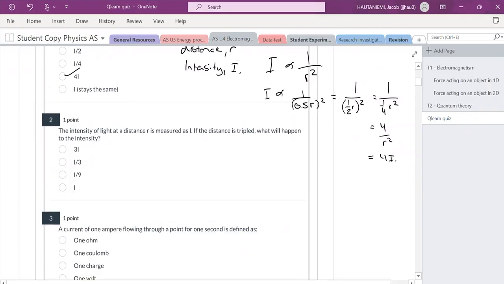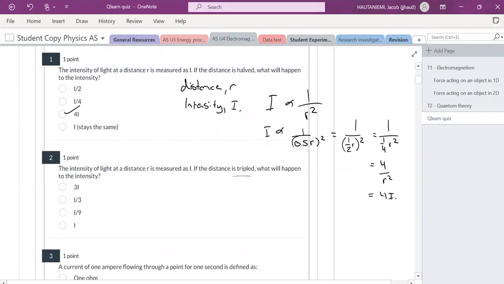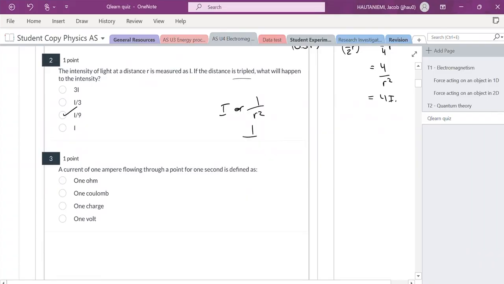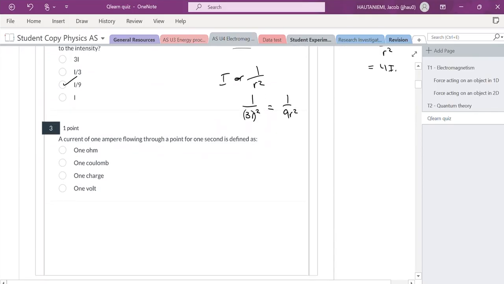Okay, same kind of question. Now this time the distance is going to be tripled. What will happen to the intensity? Well, we can already deduce that if the distance gets halved, the intensity gets brighter. That makes sense, right? You're getting closer to the source, it gets brighter. What's going to happen if you get further away? If the distance gets tripled, it's going to be 1/9 because of, again, that proportional relationship, that it's proportional to 1 over r squared. So if you put in 1 over (3r) squared, that's going to be equal to 1 over 9r squared. And that's what we get, 1/9.